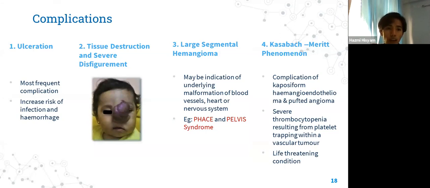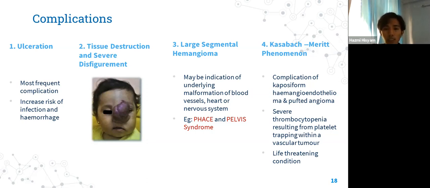The first and most common is ulceration, and it increases the risk of infection and hemorrhage. Among the most common bacteria that infect hemangioma and cause ulceration are Staph aureus and Pseudomonas aeruginosa. The second complication is tissue destruction and severe disfigurement in the case of big, massive hemangioma. This also will cause a psychological impact on the parents. So we must know that.